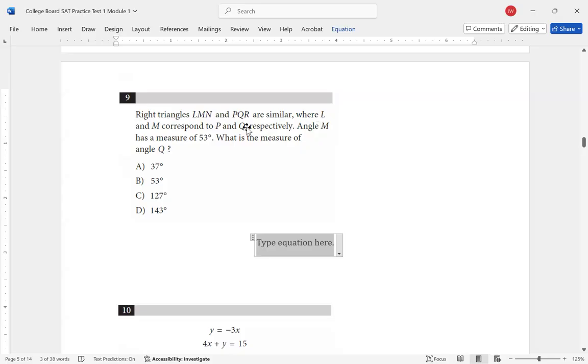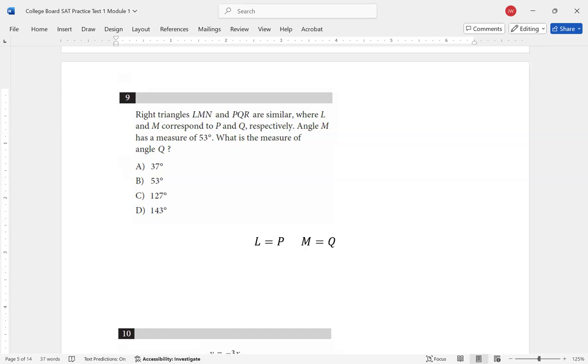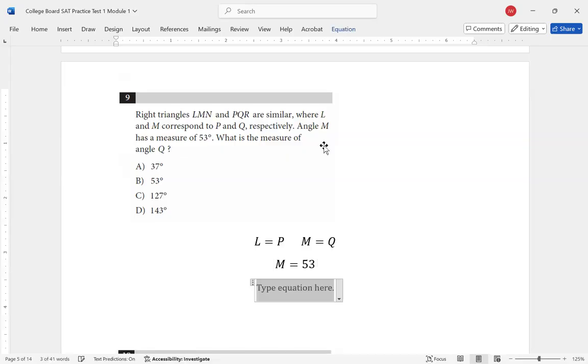So when we say L and M correspond to P and Q respectively, that means L corresponds to P. And as a measure of angles, L will be equal to P. And since M is going to correspond with Q, as an angle measurement, M is going to be equal to Q as an angle measurement. Now it says angle M has a measure of 53 degrees. So if M is equal to 53 degrees and M is equal to Q, then Q also has to be 53 degrees.